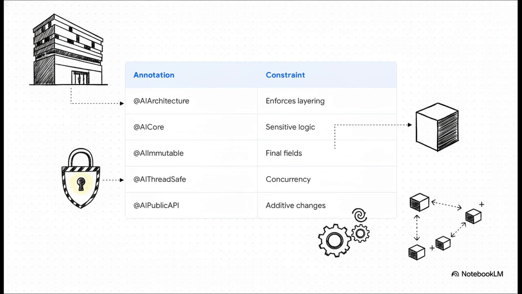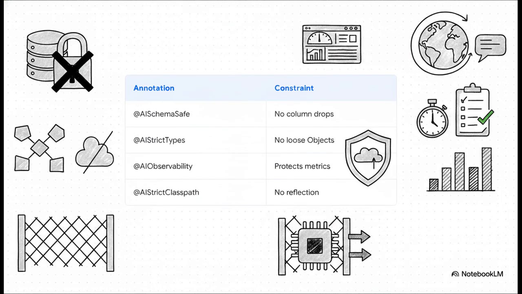Digging deeper, @AIDomainModel prevents the AI from polluting clean domain layers with random JPA imports. You can also demand open-closed principles with @AIExtensible, require final fields for safety with @AIImmutable, preserve lock-free or synchronized invariants using @AIThreadSafe, and ensure backward-compatible additive-only changes with the @AIPublicAPI annotation. On the operational side, this set of strict enforcement tags makes sure the AI respects all your specialized boundaries.